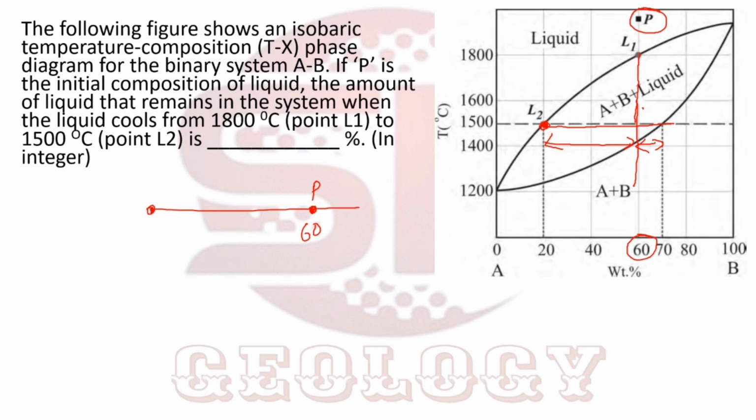At L2, the liquid segment is 20 and the solid segment is 70. You have to calculate the liquid percentage. This is your liquid segment, so it will be 10 by 50 into 100, which is 20%. So at point L2, 20% of the melt will remain.